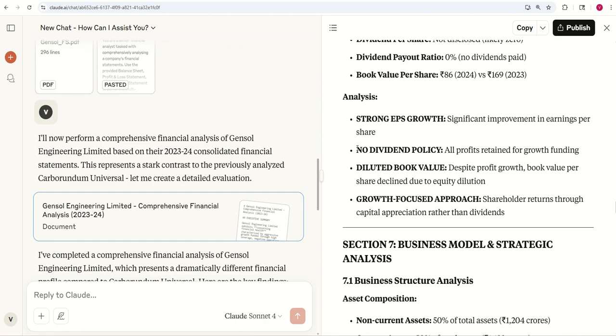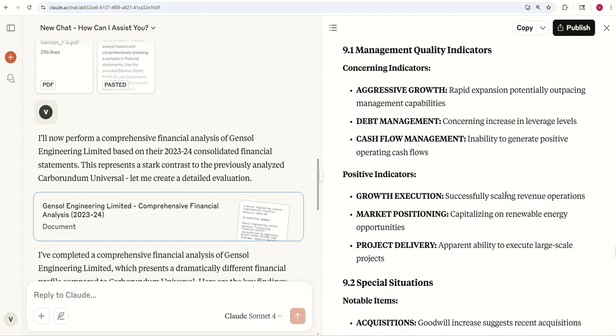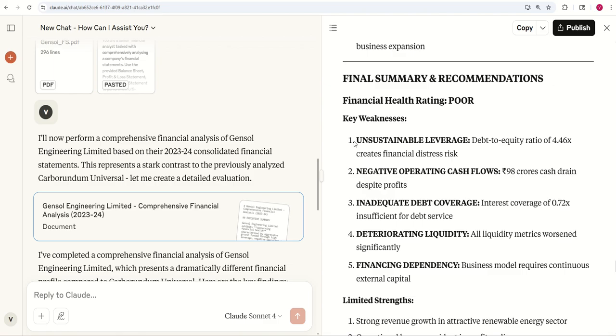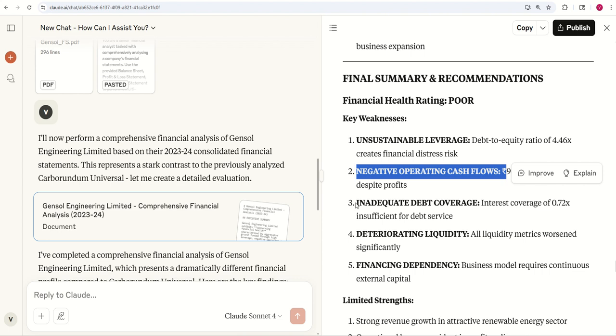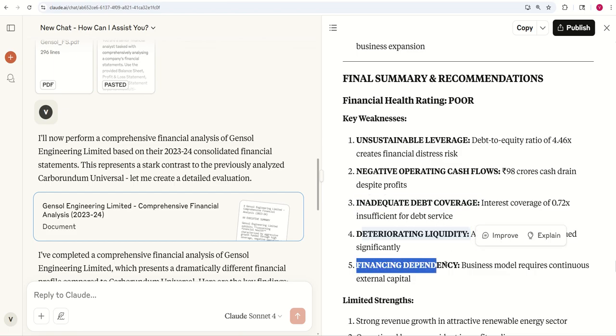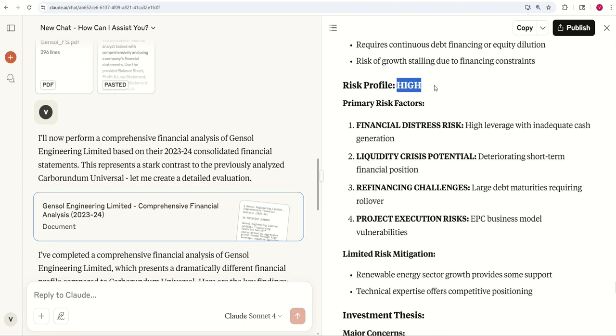Then shareholder returns, no dividend, strong EPS growth, that is good, but it has diluted the book value due to equity dilution and so on. Then the final summary: unsustainable leverage, too much debt, negative operating cash flows, which is not favorable. Even to service the interest, the money available with the company is not sufficient. The liquidity is very bad and it badly depends on external financing even for its working capital or day-to-day requirements. So all this has beautifully come out and it's very high risk investing in this.